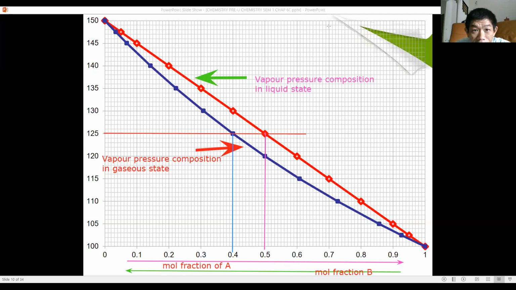Oh yeah, last but not least, everything above this line is liquid. Everything below this line is gas.